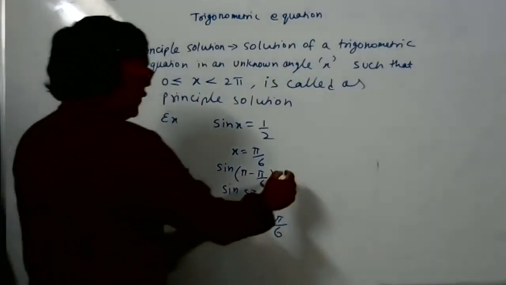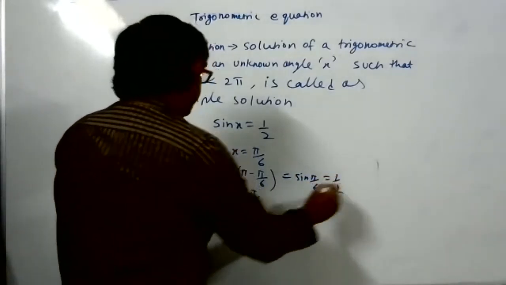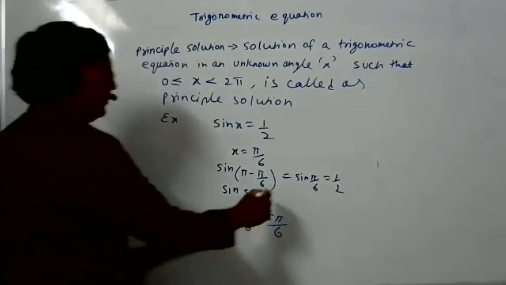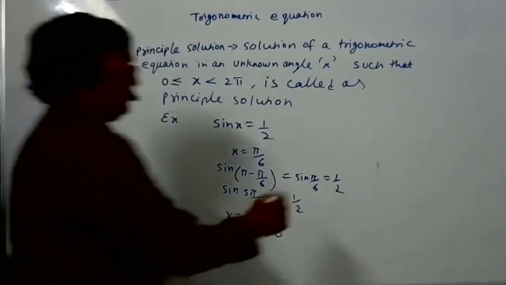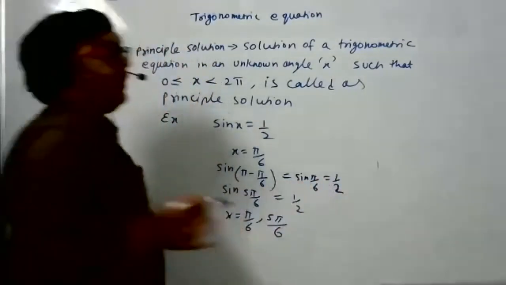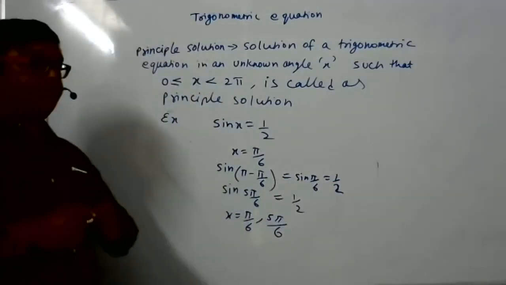Sine of pi minus pi by 6 is sine pi by 6. It is 1 by 2 only. But the answer is 5 pi by 6 here. Allied angles, you have to revise. Allied angles are used too many times.